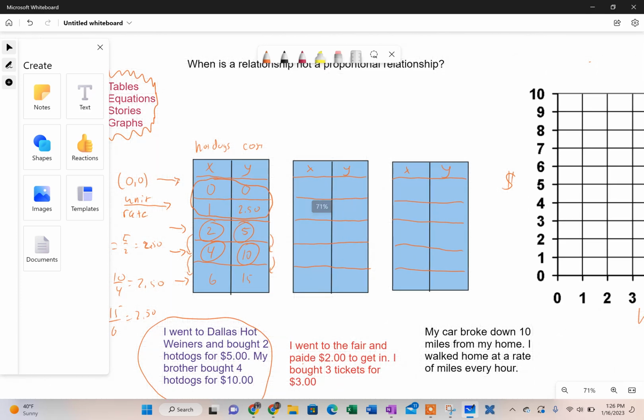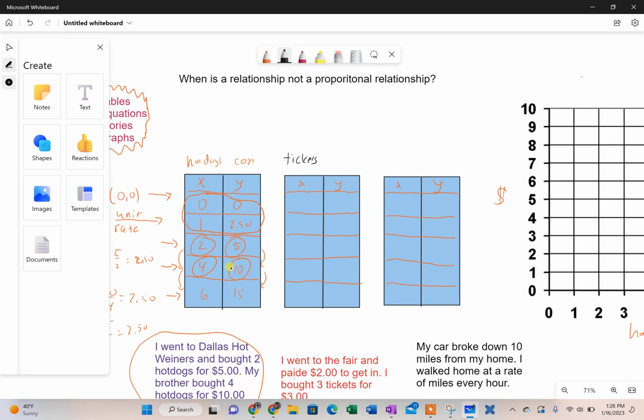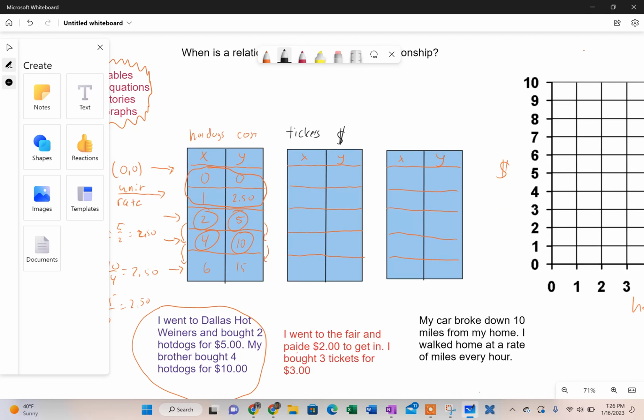I went to the fair and paid $2 to get in. So this is the number of tickets I bought for rides, and this is how much money I spent. You'll notice that when I went to the fair, I had to pay $2 to get in. So even though I bought 0 tickets, I still paid $2. After that, if I bought 1 ticket, it cost me $3, but I also had to pay $2 to get in, so it actually cost me $5. If I bought 2 tickets, it would have cost me... well, 3 tickets cost me $3 plus the $2 to get in.